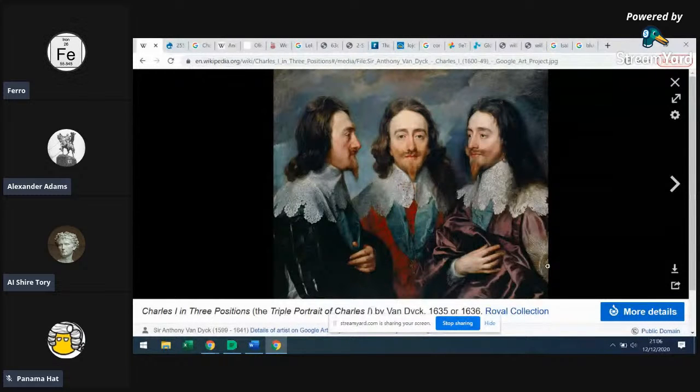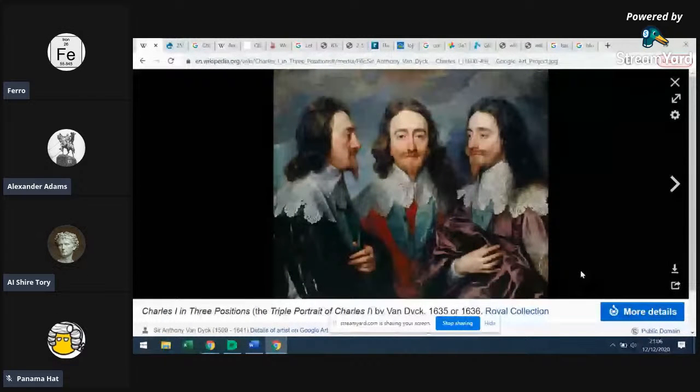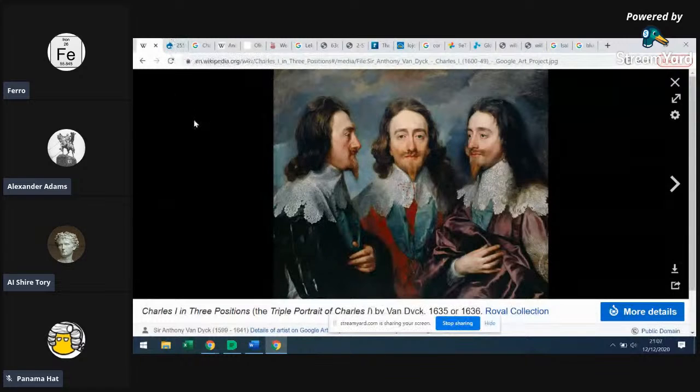Is that the... is it? No, is that later? Panama, I'm relying on you to know all kingly orders. I'm afraid this one's a bit beyond me. I think I know, but I can't. I think it might be a Stuart emblem. I'm not entirely sure.